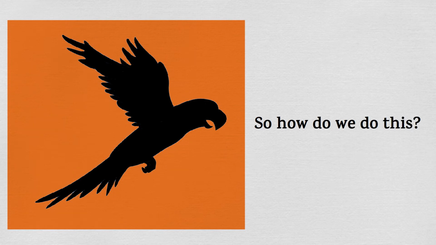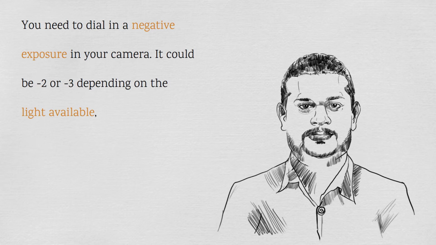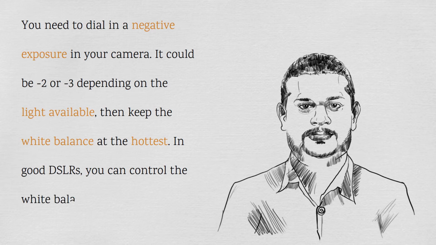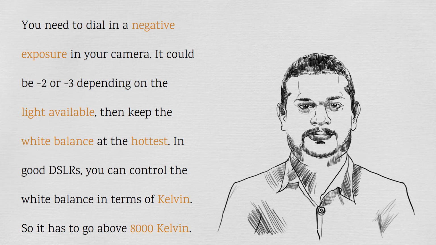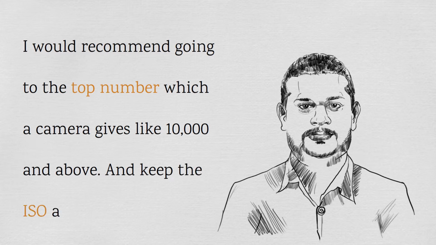The setting for silhouette is very simple. You need to dial in a negative exposure in your camera. It could be -2 or -3 depending on the light available, but you need to dial in a negative exposure. Then keep the white balance at the hottest, where in good DSLRs you can control the white balance in terms of Kelvin. So it has to go above 8000. I would recommend going to the top number which a camera gives, like 10,000 or above, and keep the ISO as low as possible.